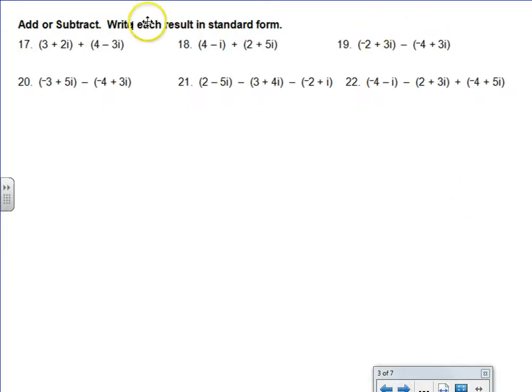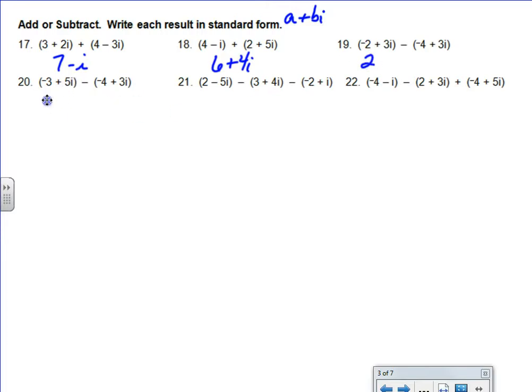Then we're going to add and subtract complex numbers and write the answer in standard form. That just means they want the answer written in a plus bi form. So 3 plus 4 is 7, 2i plus negative 3i is negative 1i, 4 plus 2 is 6, negative 1i plus 5i is positive 4i. Negative 2 minus negative 4 is negative 2 plus 4, so that's 2. And then 3i minus 3i is no imaginary part, so the final answer is just 2.